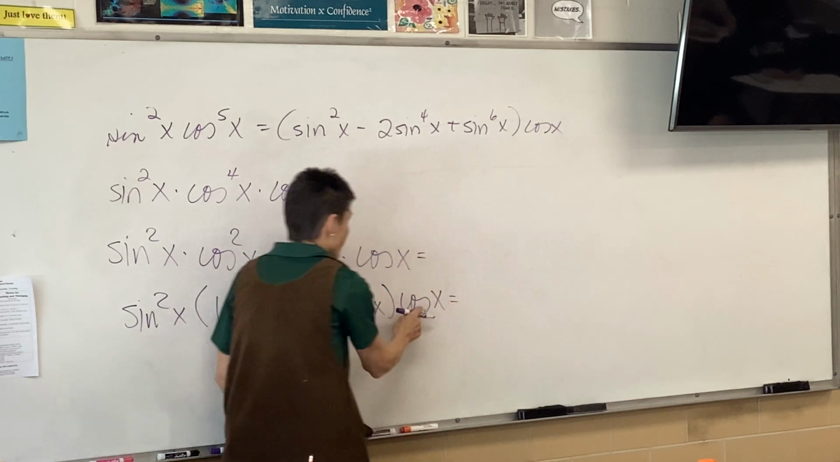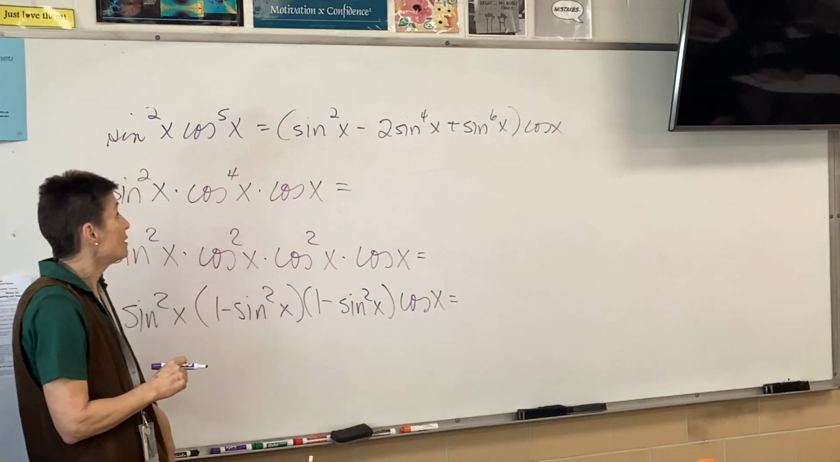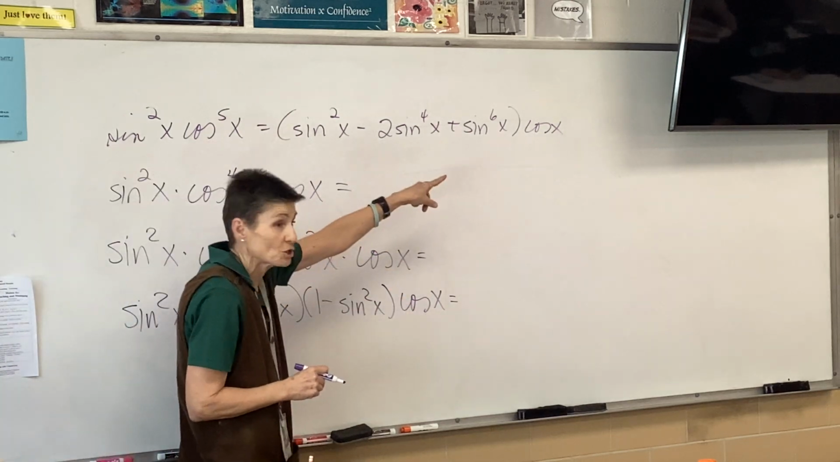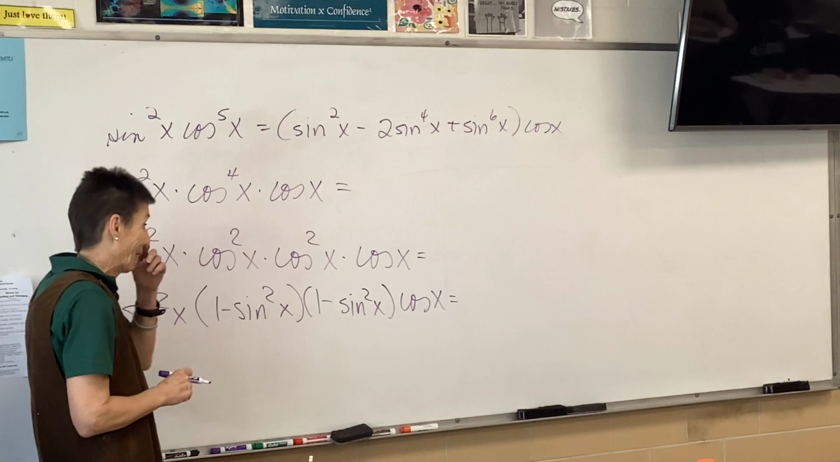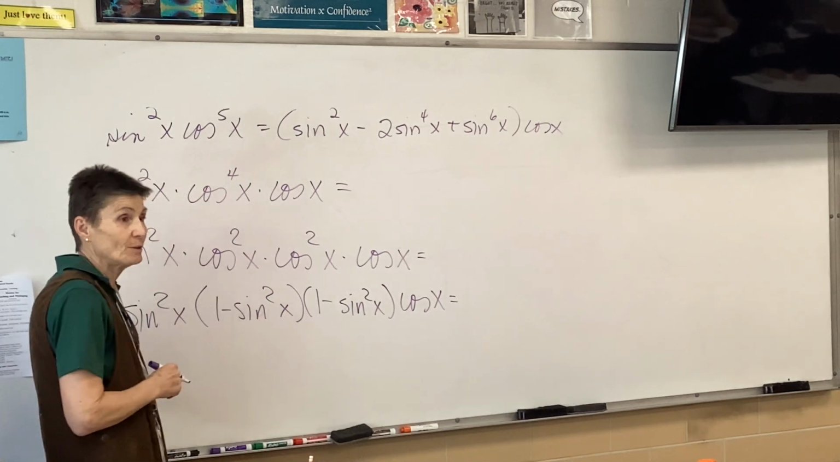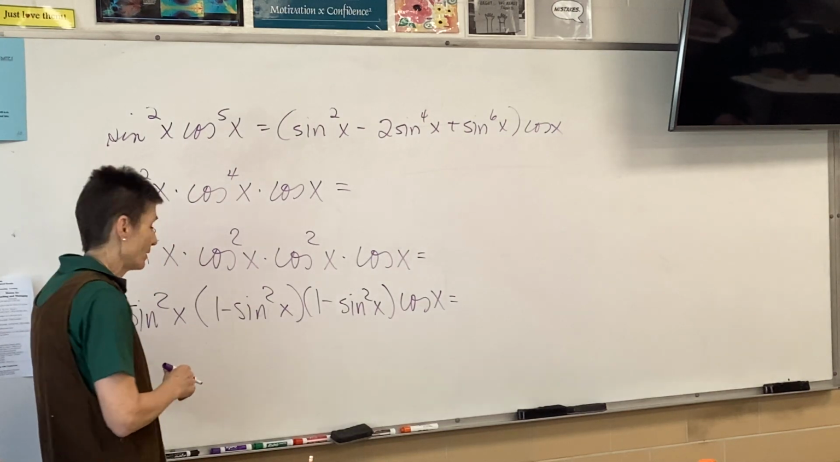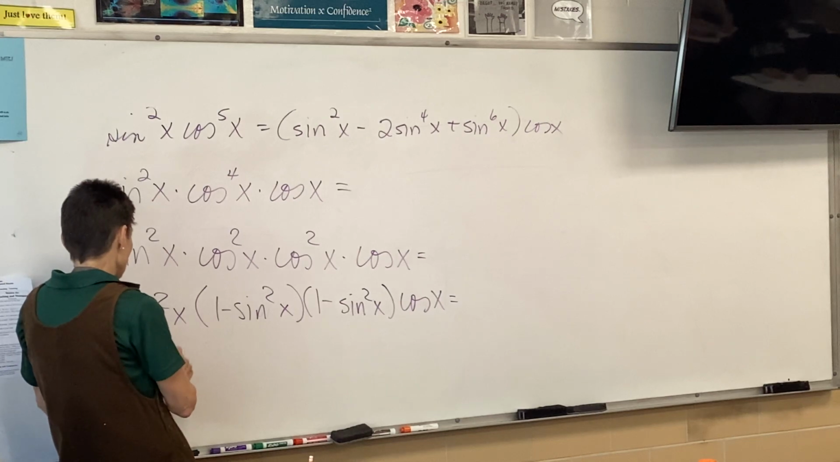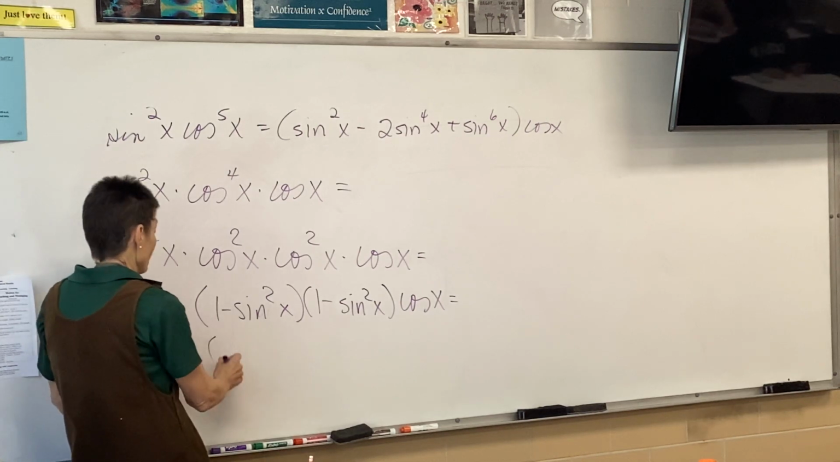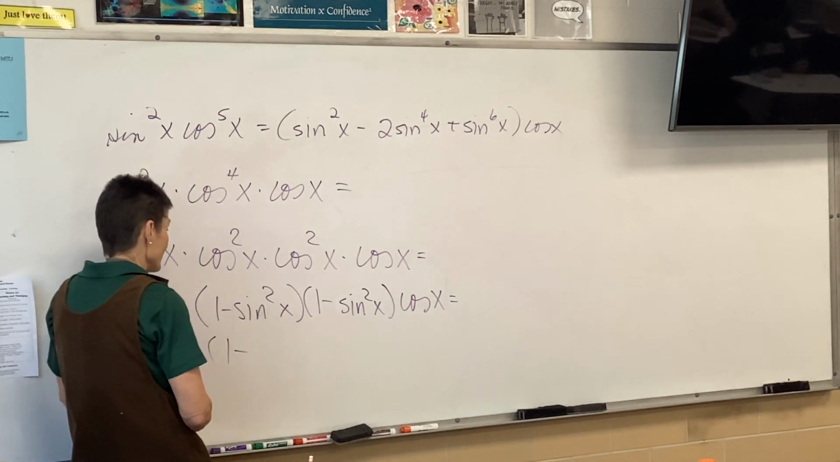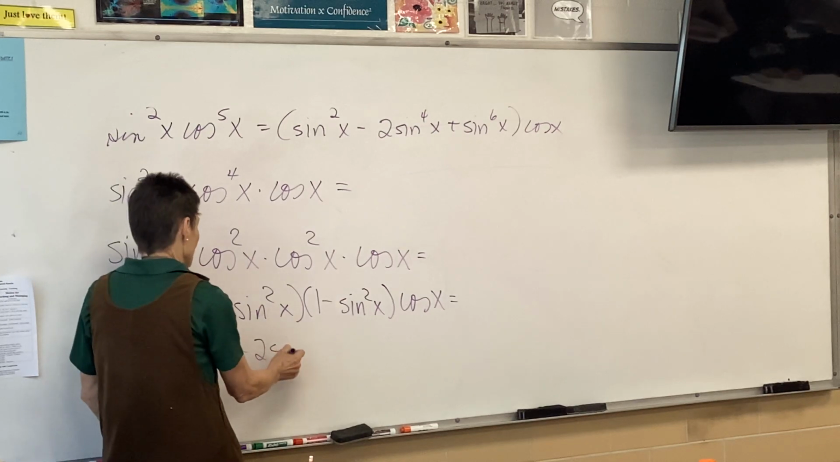Except this extra one that I can't do anything with. But she planned that because she wants to have a cosine there. So now what do you think I'm going to do here? Foil it all together and then distribute. So foiling this gives me 1 minus 2 sine squared.